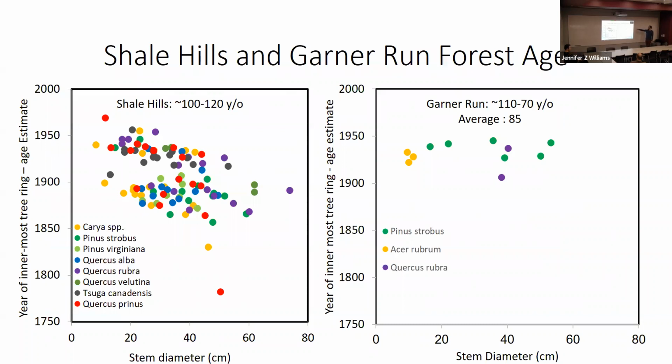At Garner Run, the 11 trees that I have cross-dated at this point span about 110 to 70 years old, and the average forest age is 85. So already from this data, we can see that the intensively managed or intensively studied watersheds that we have at Shale Hills and at Garner Run are a little bit different in their age.